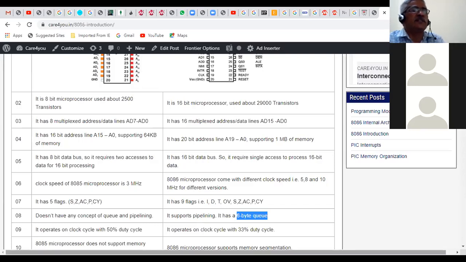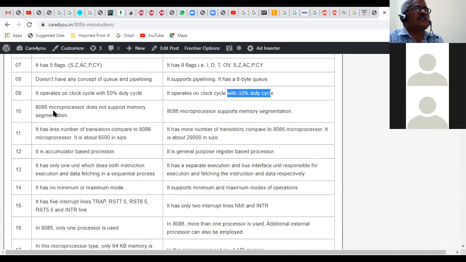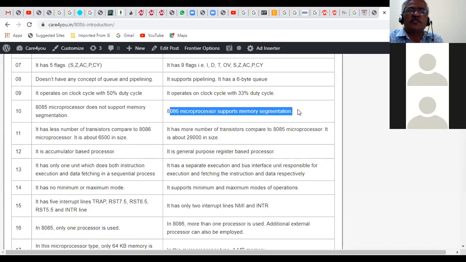Sometimes we'll discuss in detail about the pipelining process. Then, 8085 works on 50% duty cycle. That means the clock pulses are exactly 50% up and 50% down, whereas it is 33% duty cycle in case of the 8086. It does not support memory segmentation, whereas 8086, we discussed yesterday, supports memory segmentation. We'll talk in detail about memory segmentation in the next class.